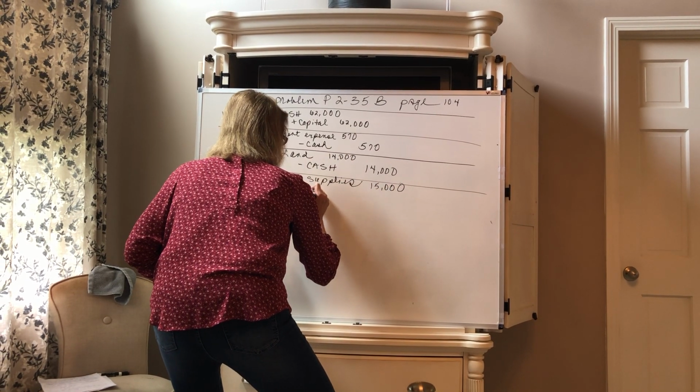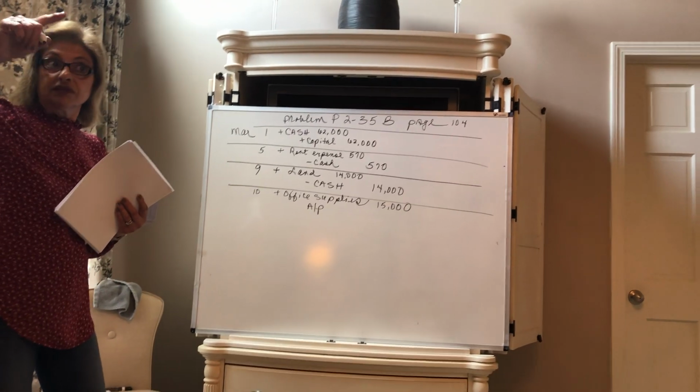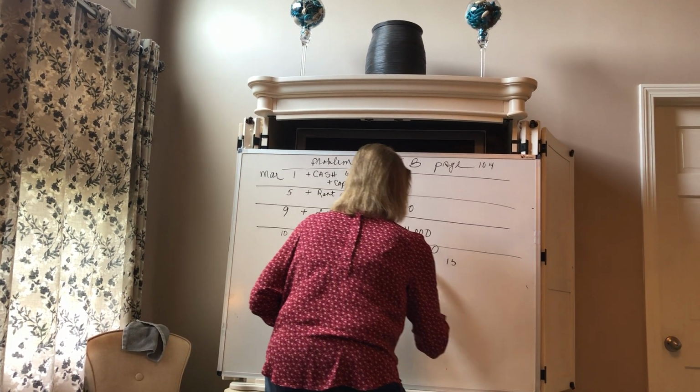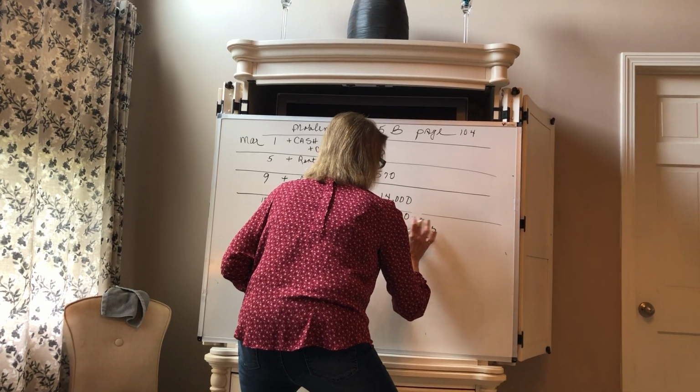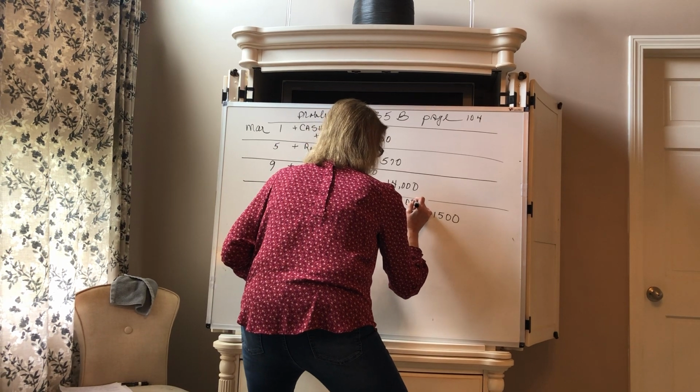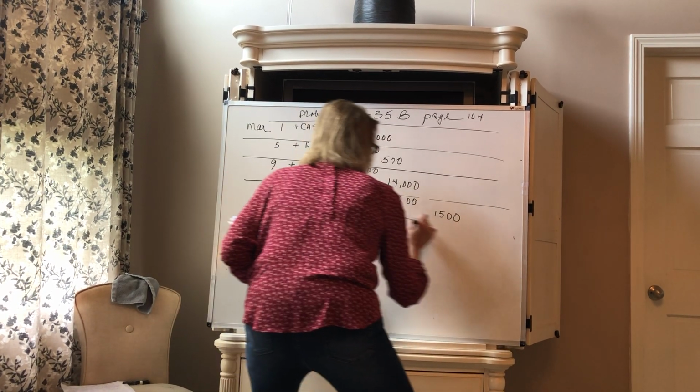I'm going to put A/P for short, so we don't have to write the whole thing out. 1,500. Why am I putting 1,000 when it's 100? I was gonna point that out. Yeah, thank you. There you go. Same thing as they do in class.